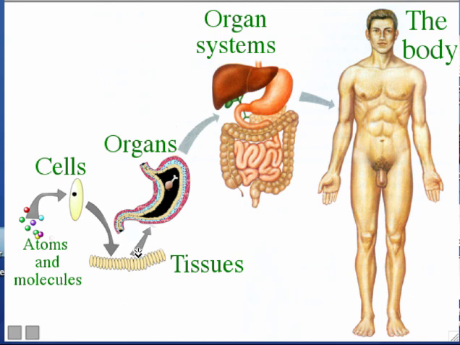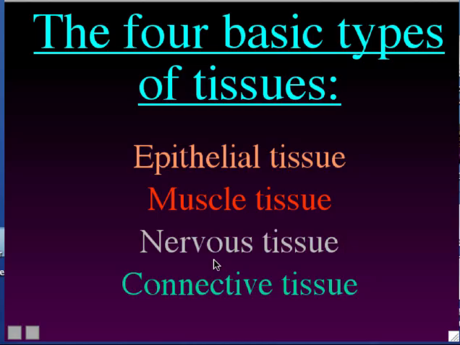All right, well, you might remember from last week's lecture, there are actually just four major tissue types in the human body. They're called epithelial tissue, muscle tissue, nervous tissue, and connective tissue. I made a chart there on that back wall that I encourage you to copy down in your notes, and as I go through this lecture, I'm going to add things to that chart.